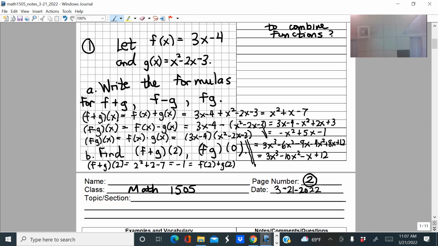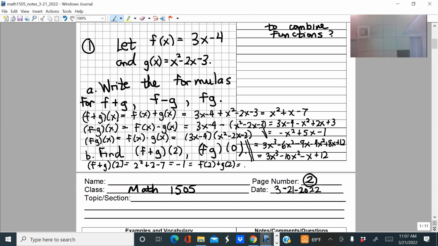So all you really need to do is plug the 2 into the function f, plug the 2 into the function g, and then add those two outputs together. And you don't have to first find this formula. So sometimes that shortcut's helpful. Sometimes it's necessary. So let's see, what would f of 2 be? So plug 2 into f, right? What happens when you plug 2 into f? Can y'all do that in your heads without writing it down?